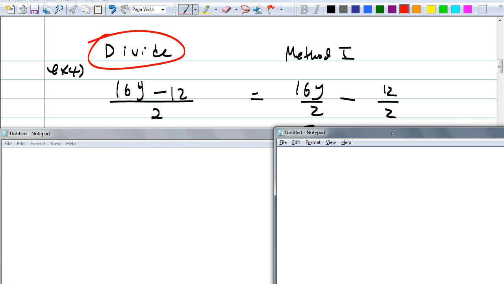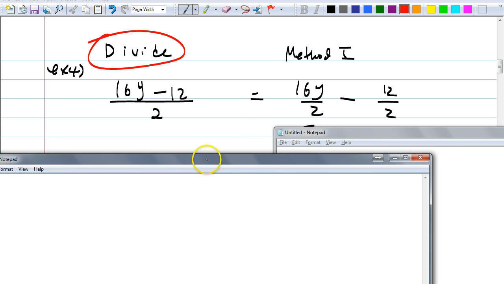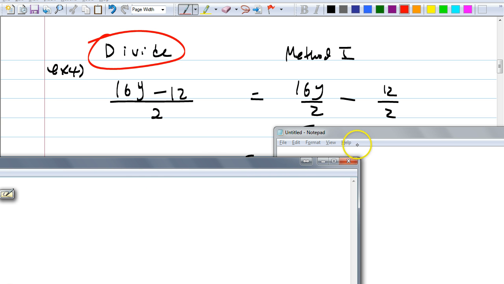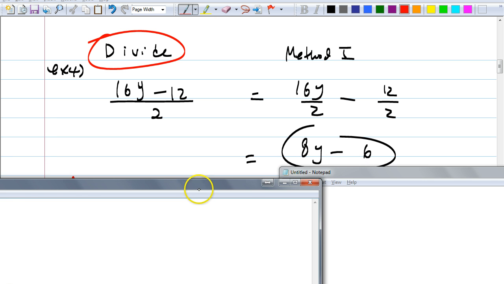No. What could I do here? Does 2 go into 16y? So we could simplify that, can we not? What do we get when we do this, Eric? What would you write? You get 8y minus 6. How many people agree? Good, you are correct.